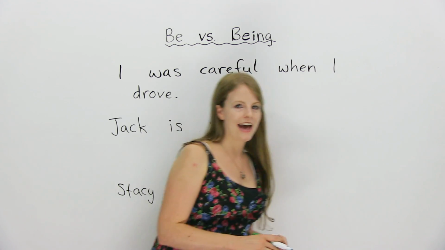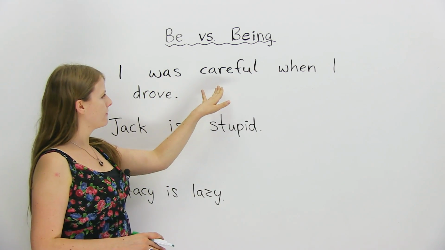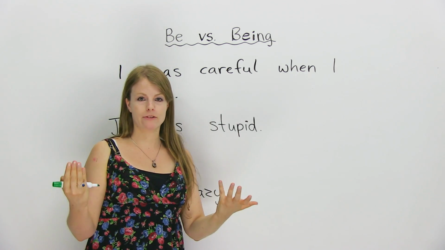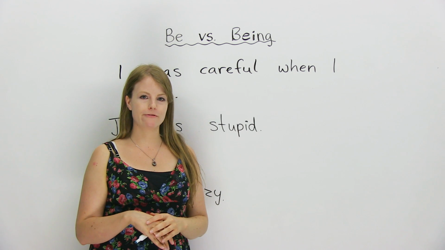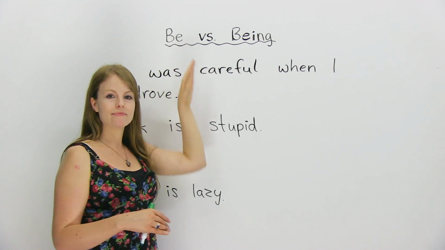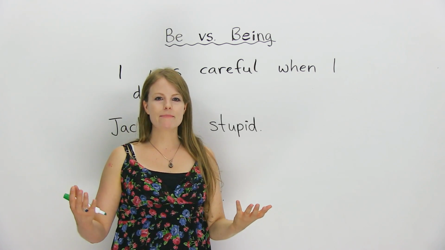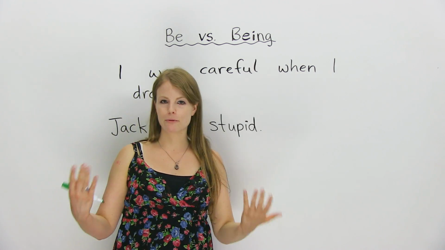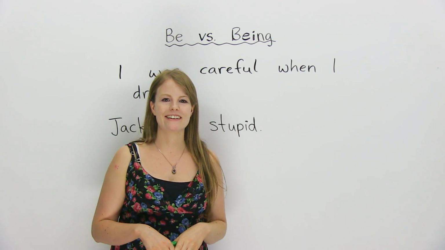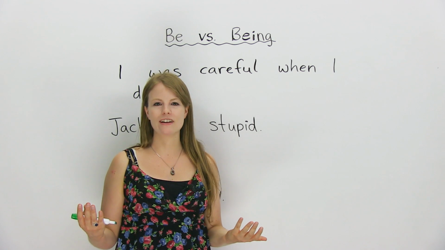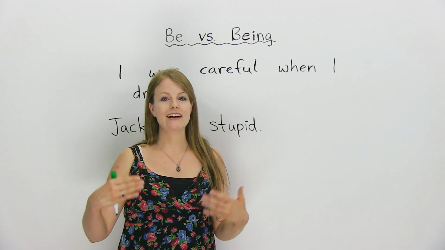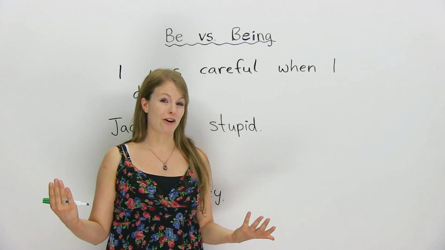The first sentence I have, I was careful when I drove. So when I drive a car, I'm careful. I was careful when I drove. And again, was is the past tense for be. Okay, so this is something I usually do. I'm a careful person. I drive very carefully. I want you to imagine this. Imagine if I'm not usually careful, but I see a police officer close to me. Okay, maybe that might change the way I drive.